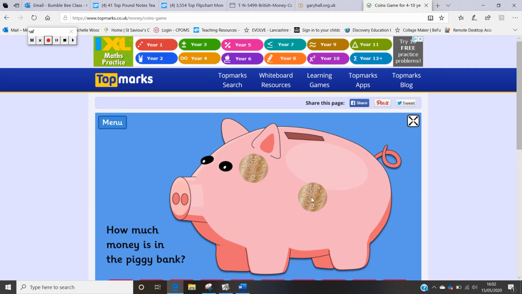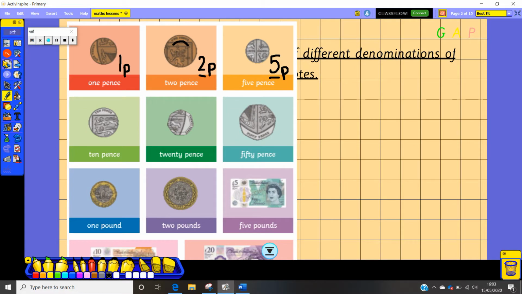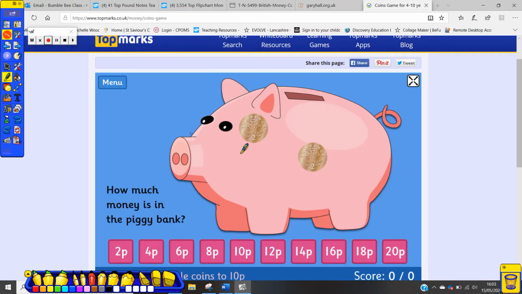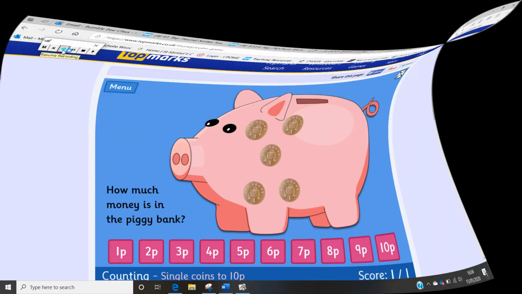So here in my piggy bank, I have got some money. So you can see here that I have got a 2p coin because it's got the number 2 here, and a 2p coin and it's got the number 2 there. So when we are counting these coins, we can count in steps of 2. So when I'm counting, I'm going to cross them off so I know that I have used that coin. So we've got 2, 4. So the value of my piggy bank altogether is 4p.